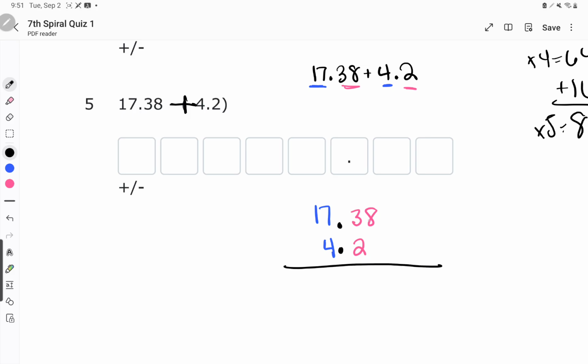And then we add it up together. We have to add a 0 to go right here with it. And I start with 8 plus 0, which gives me 8. 3 plus 2, which gives me 5. Drop that decimal down. 7 plus 4, which gives me 11. So I write down a 1, carry my 1. And then 1 plus 1, which gives me 2. So that's 21.58.